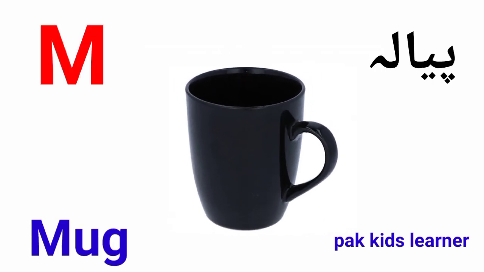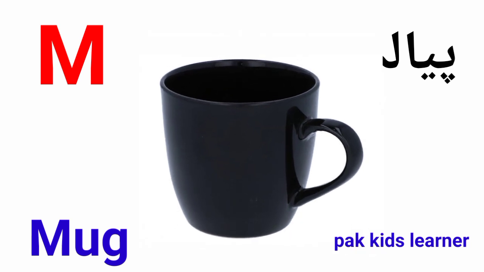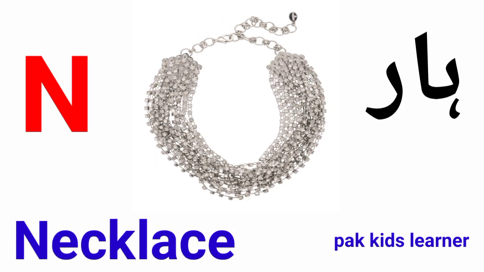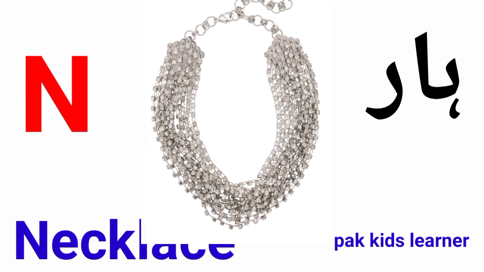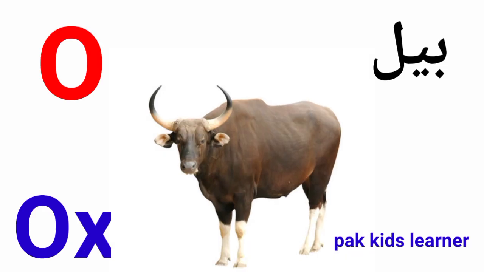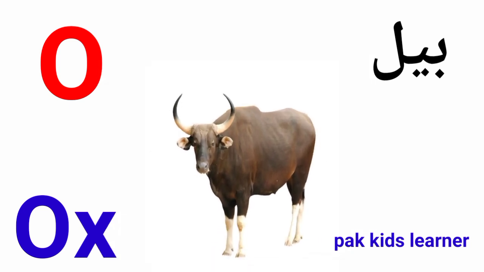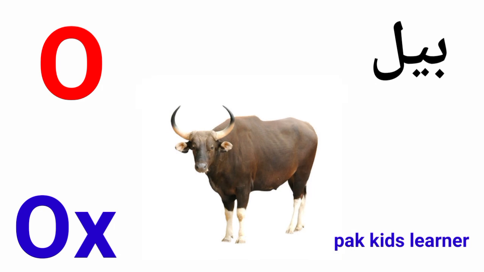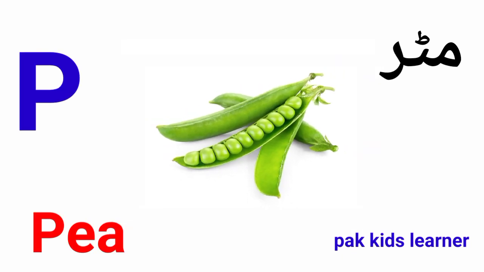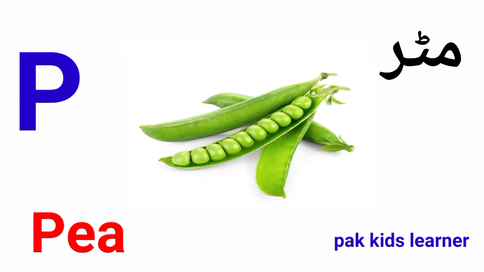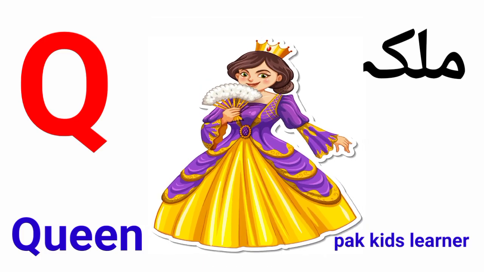M for mug. Mug means pyala. N for necklace. Necklace means har. O for ox. Ox means bell. P for pea. P means matter. Q for queen. Queen means malika.